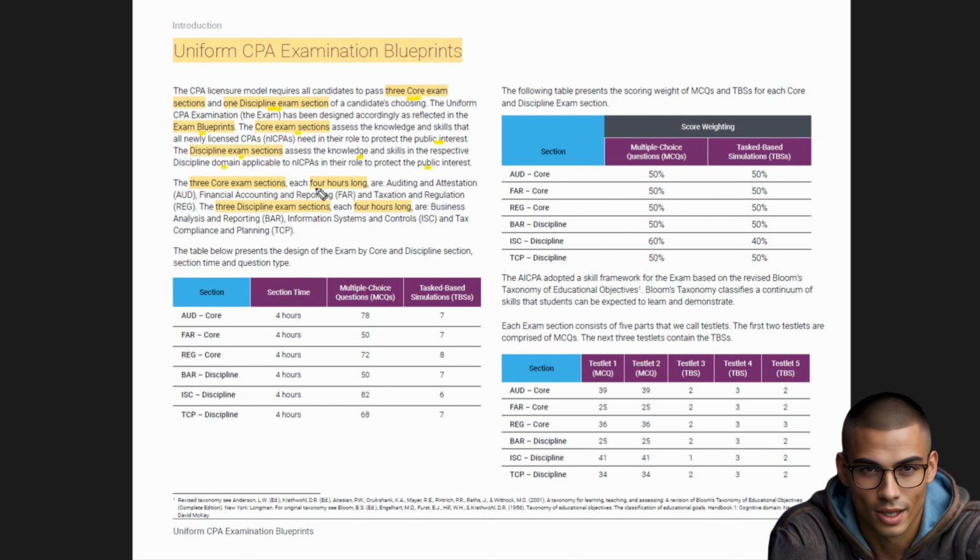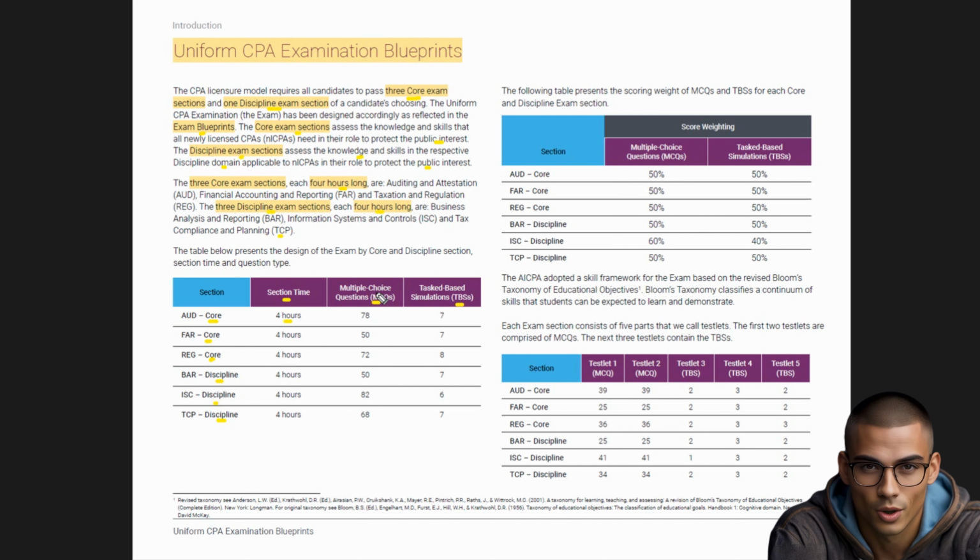The 3 core exam sections are each 4 hours long, and they are AUD, FAR, and REG. And the 3 discipline exam sections are also each 4 hours long, and they are BAR, ISC, and TCP. So taking a look at the table down here, we can see our 3 core exam sections, AUD, FAR, REG, and our 3 discipline exam sections, BAR, ISC, and TCP. And we can see that this is broken down by section time, multiple choice questions, and task-based simulations. We can see that all the exams are 4 hours long.